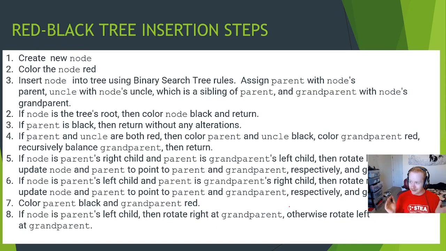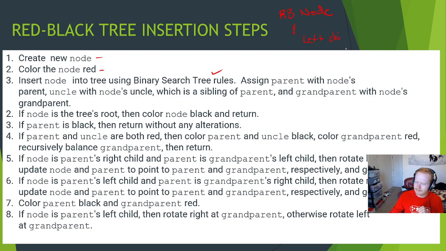And here are the rules for inserting. First things first, we have to create a new node. That rule's easy. We can do that already. We start as a red node. Got it. We insert the node into the tree using BST rules. We've been doing that for months now. We can do that. Assign parent with node's parent, uncle with node's uncle, and grandparent with node's grandparent. So we have a lot more data in this tree than we've had before. So a red-black node, RB node, we're going to have a left child.